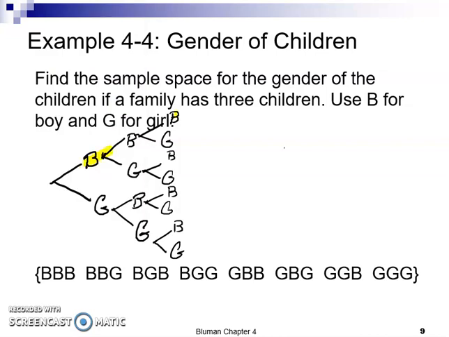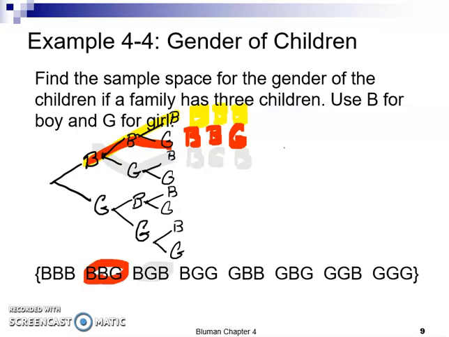So now when I get ready to list my outcomes for that, what I'm going to do is read along the branches. So like this first one here, the outcome is boy, boy, boy. I know you can't see that. The second one, the outcome would be boy, boy, girl. The third one, the outcome would be boy, girl, boy. And this is where we're getting these things down here at the bottom of the page. This is where they're coming from. And then the fourth outcome, reading along the branches there, would be boy, girl, girl.